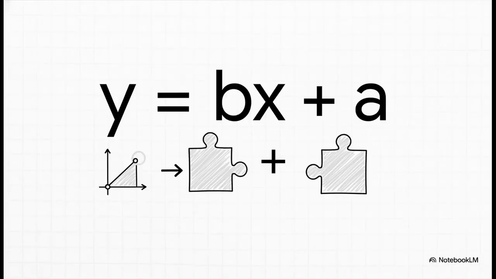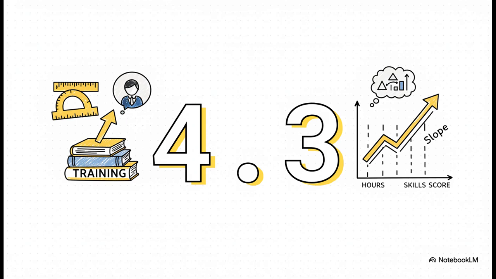So when you put them together, the slope, which we call B, and the intercept, which we call A, you get a simple but unbelievably powerful formula. With this little equation, you can plug in any rainfall amount you want and predict the sales. Let me give you a quick example. A model once found that for every extra hour of training an employee gets, their performance score goes up by an average of 4.3 points. That number, 4.3, that's the slope. It perfectly quantifies the relationship.